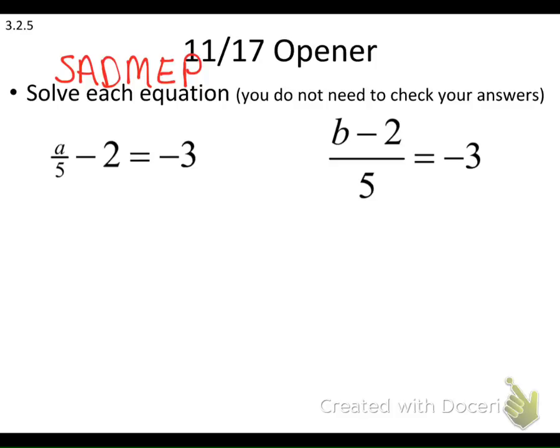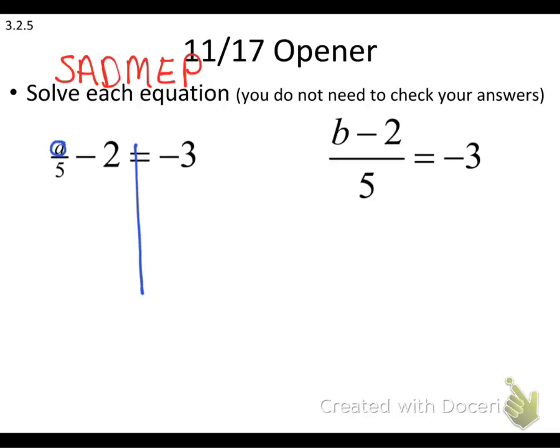So the first thing I'm going to do, circle my variable, and draw my line of equality. My end goal is to always get the variable by itself. I'm going to do that by using inverse operation. Now, I can't just randomly pick which number I want to get rid of. I have to do it in a particular order. So I'm going to look up here and use SADMET to help me.